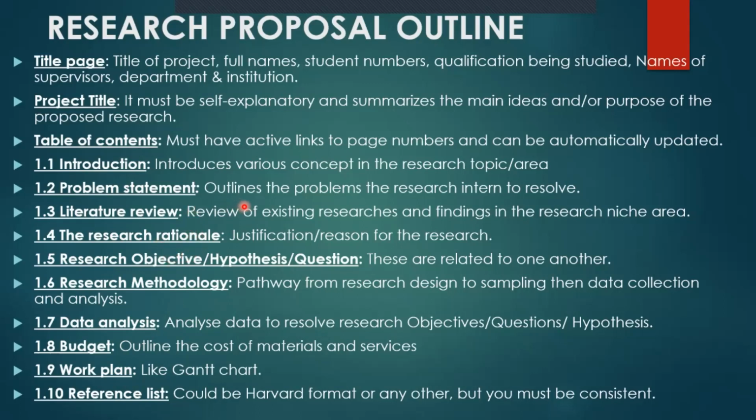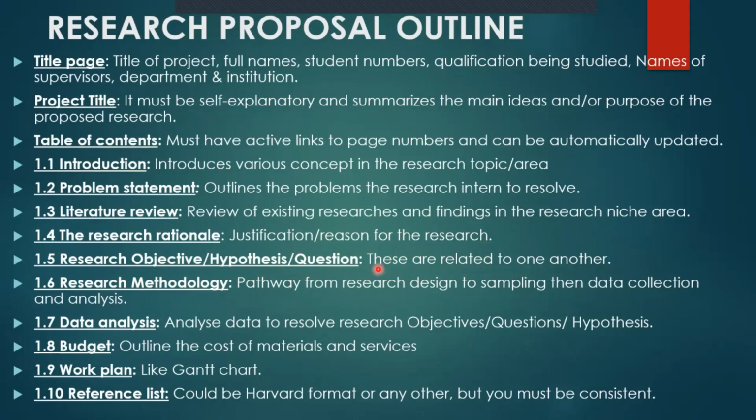You can see the introduction introduces various concepts of the research. The problem statement is where you outline the problems that the research intends to resolve. Then you must have a literature review section where you review existing publications and findings in the research niche area. Then you have the rationale, which is just the justification and all reasons for the research. Then there should be a dedicated section where you outline the research objectives and the research hypothesis or research questions.